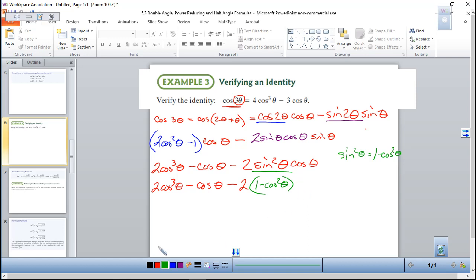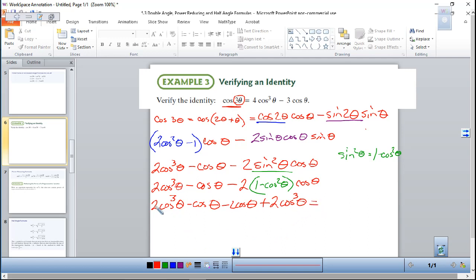I am putting it in parentheses. The reason I am is because I know I've got to distribute to that. And then I've got the cosine theta that's also multiplied times that. So when I simplify, this is already simplified, so it's 2 cosine cubed theta minus cosine theta. Distribute this 2 all the way through. Negative 2 times 1 gives me negative 2. Negative 2 times cosine theta gives me minus 2 cosine theta. Negative 2 times negative cosine squared theta gives me 2 cosine squared theta times cosine theta, which gives me plus 2 cosine cubed theta.